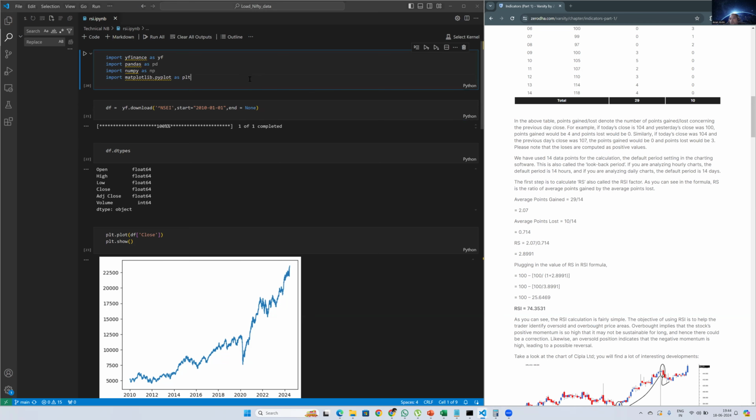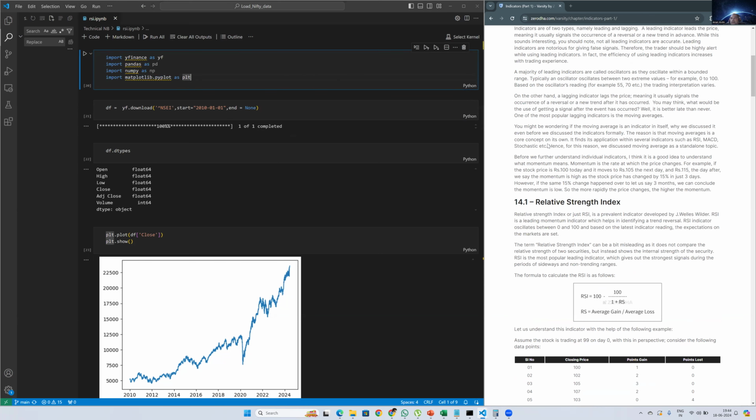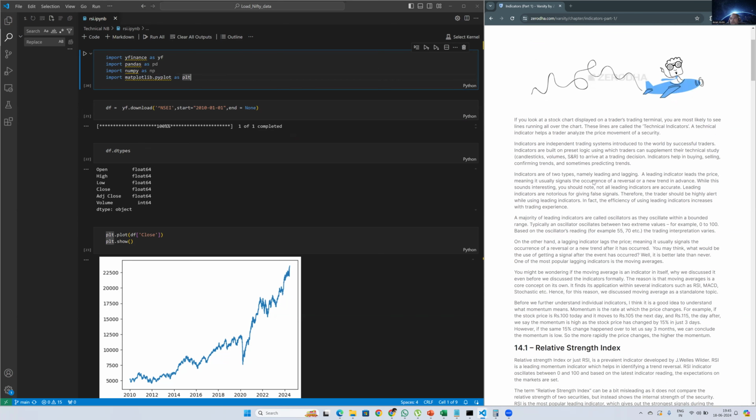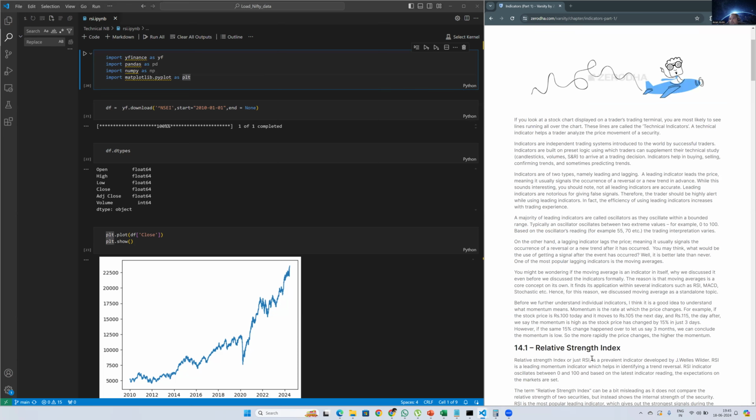And in today's video, we will discuss RSI. So RSI is a relative strength index, and I have used Varsity for making the understanding clear here as to what is RSI. So let's go through this document of RSI first, and then we will go into the deep dive into the codes. So the relative strength index is an oscillator.